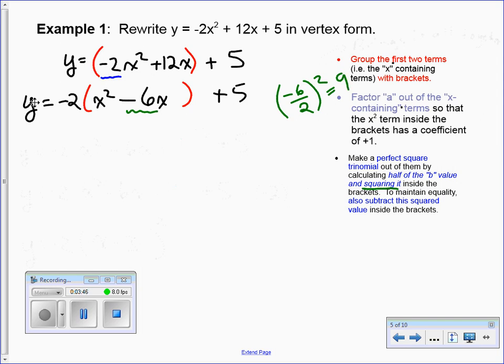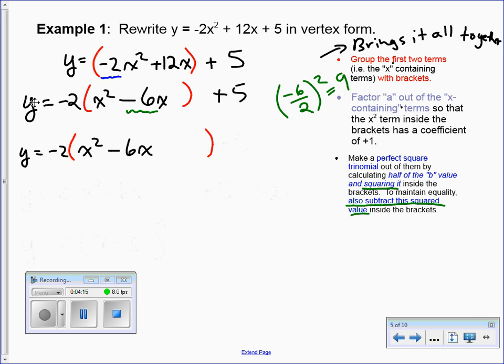Now, what this 9 value that we're using does is we're going to add it and subtract it inside our square, inside our red brackets. So what you have here is y is equal to negative 2, and then we have x squared minus 6x. And here's the thing that freaks people out. You shouldn't be frightened. We have plus 9 minus 9. And then we still have our plus 5 outside our bracket.